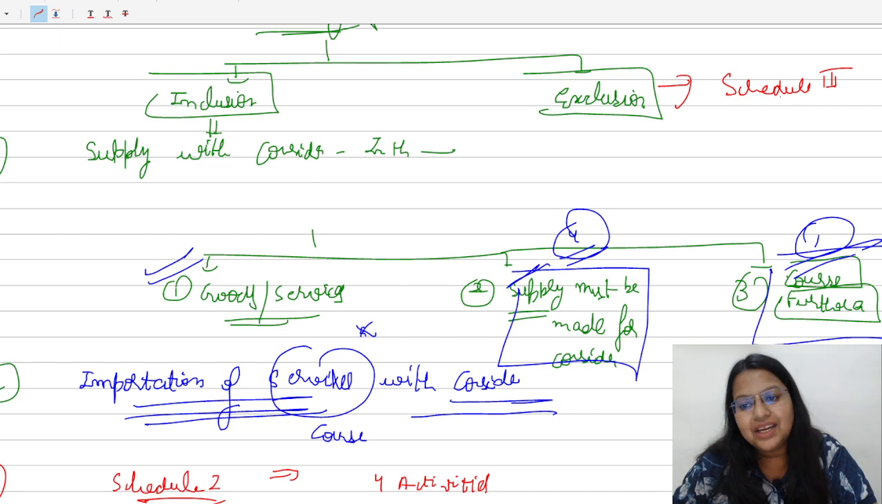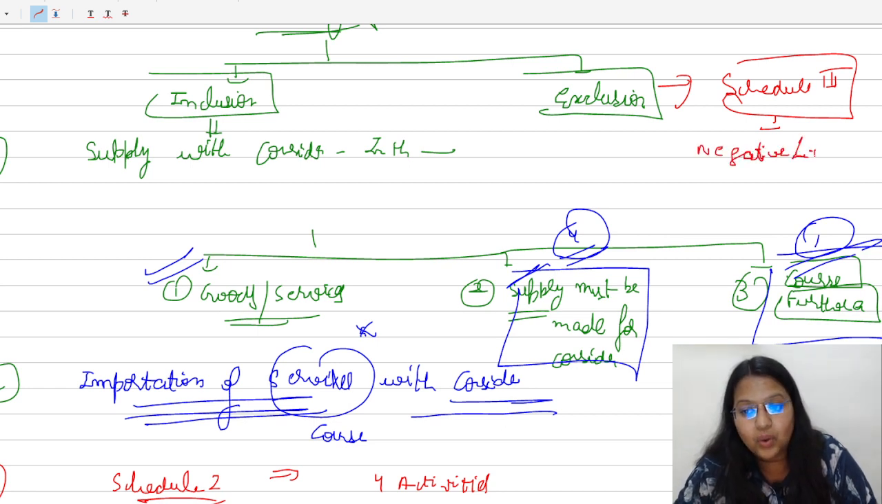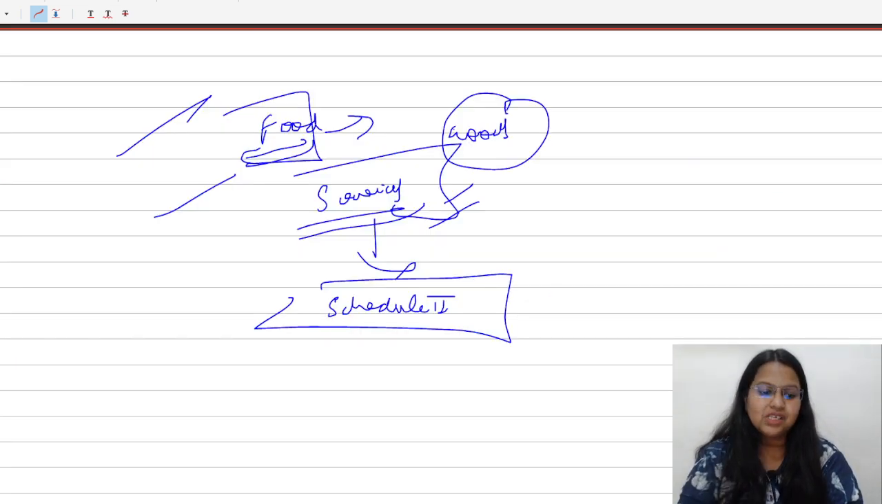Okay, so in Schedule 3, they have mentioned the services which are outside the ambit of GST. It means Schedule 3 contains a negative list. Okay, yes, great student. So now let's start with the first point.